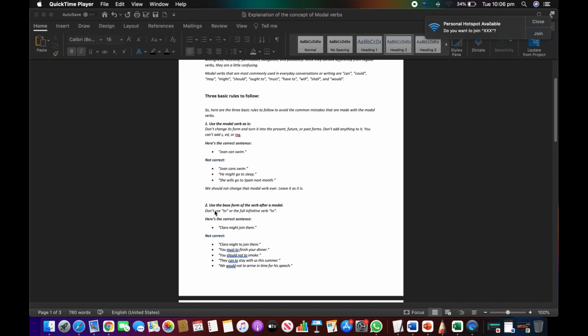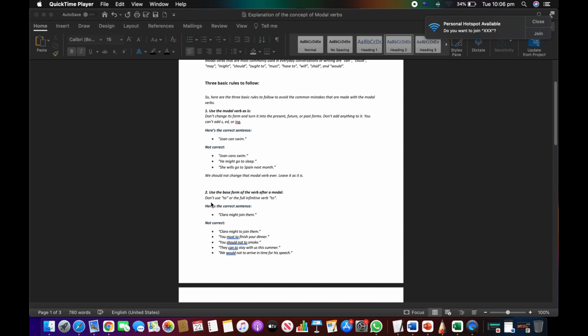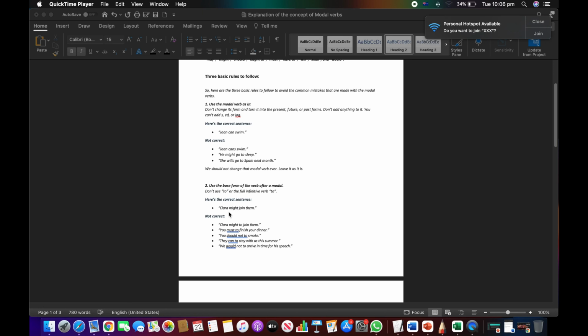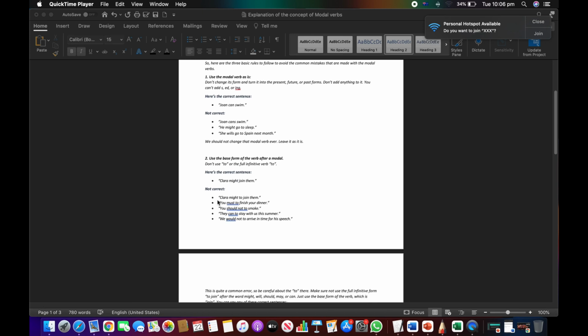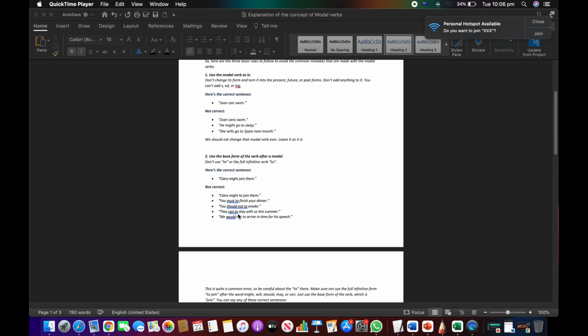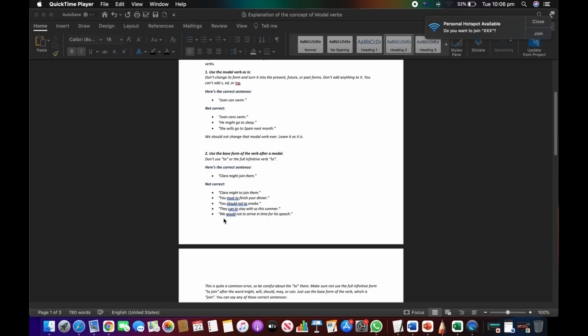Number 2. Use the base form of the verb after a modal. Don't use to, or the full infinitive verb with to. Here's the correct sentence: Clara might join them. The incorrect version is: Clara might to join them. You must to finish your dinner. You should not to smoke. They can to stay with us this summer. We would not to arrive in time for his speech.